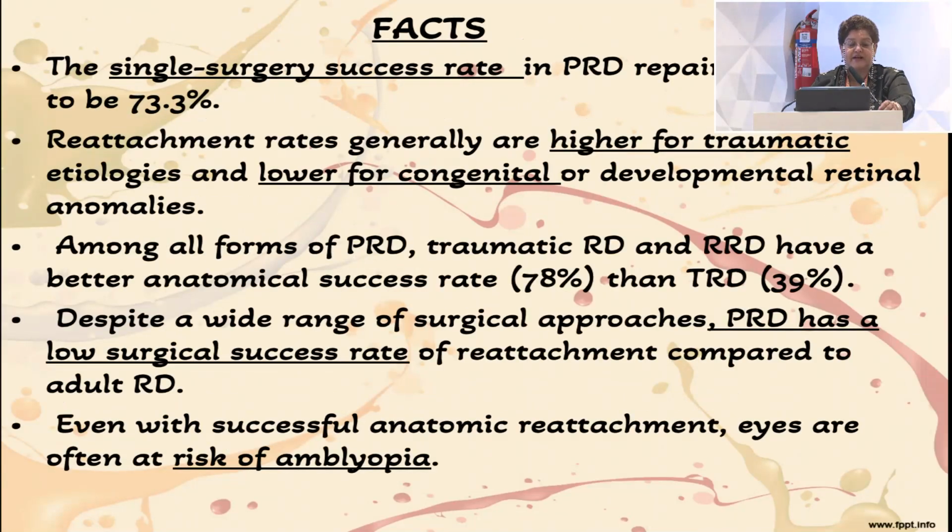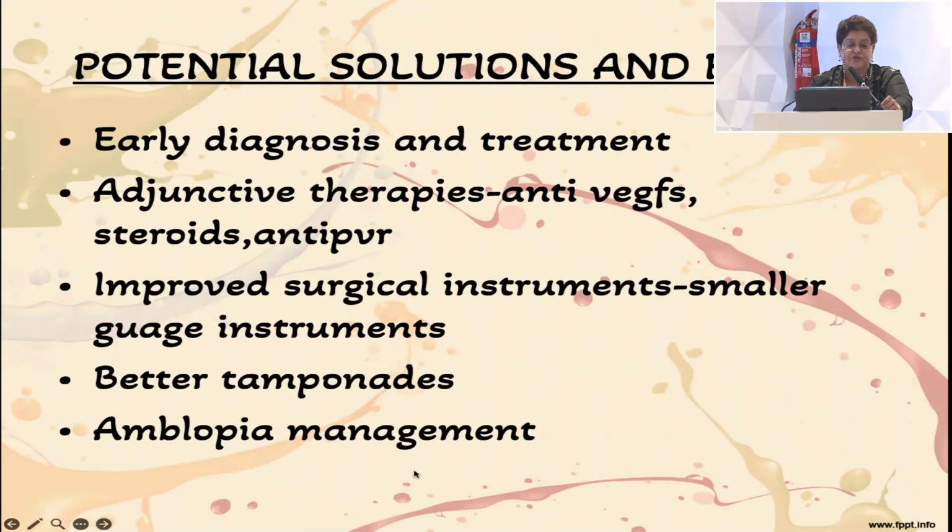So the facts are, when there are single surgeries, the success rate is about 73.3%. The reattachments are better for traumatic and lower for congenital or developmental retinal anomalies. Amongst all forms of primary retinal detachment, the traumatic and the recurrent retinal detachment have a better anatomical success rate than the TRDs. And despite a range of wide surgical approaches, PRD has a low surgical rate of reattachment compared to that of an adult RD. Even with successful anatomical reattachments, the eyes are often at risk for amblyopia.